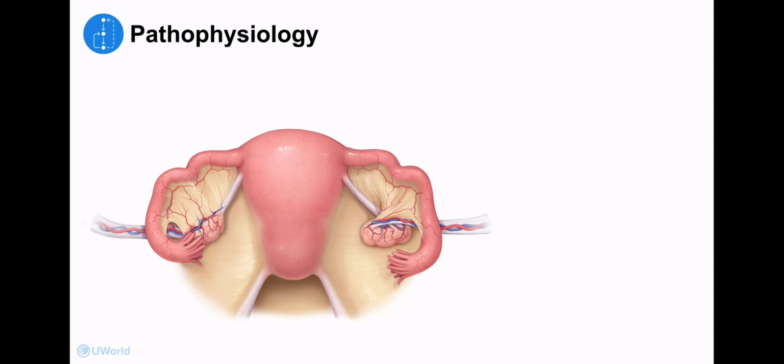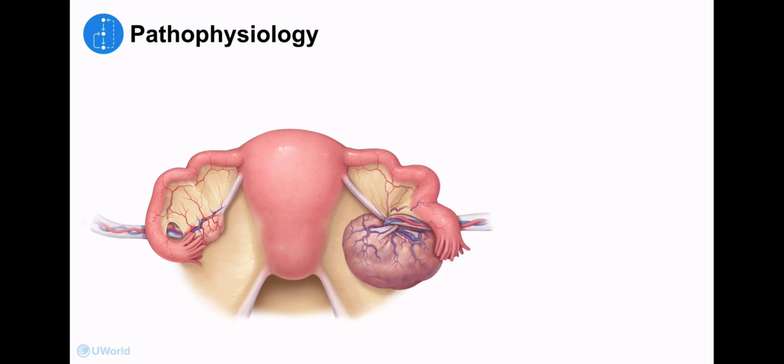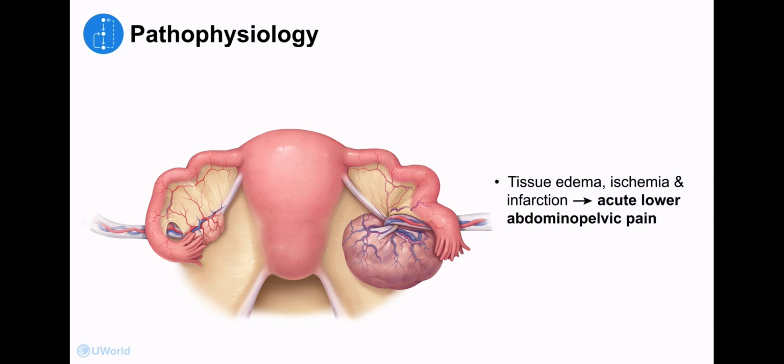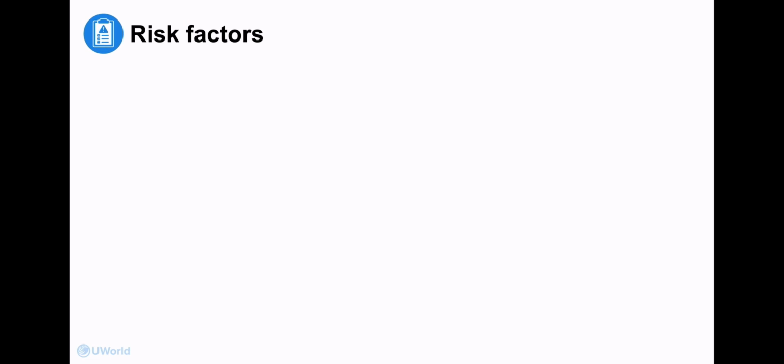Because ovarian torsion twists the infundibulopelvic ligament, torsion occludes the affected ovary's blood supply. This can result in tissue edema, ischemia, and infarction, which can cause acute lower abdominopelvic pain. The presence of an ovarian mass is an important risk factor for ovarian torsion.